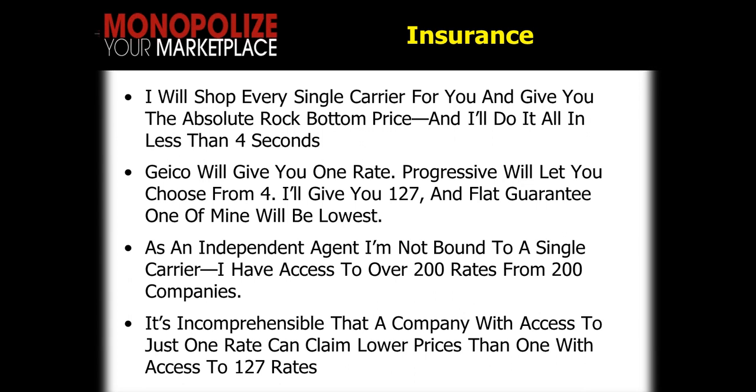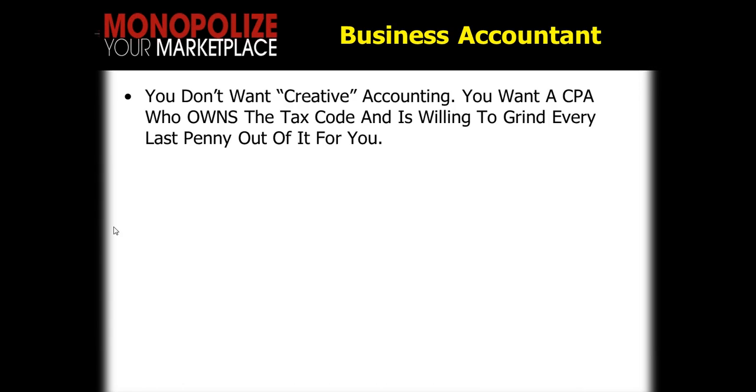It's incomprehensible that a company with access to just one rate can claim lower prices than one with access to 127 rates. I love this word incomprehensible. It's just interesting. It's unusual. It's not a word that you see a lot in advertising, but it's powerful and it's self-evident. Needs. All right, next, business accountant.